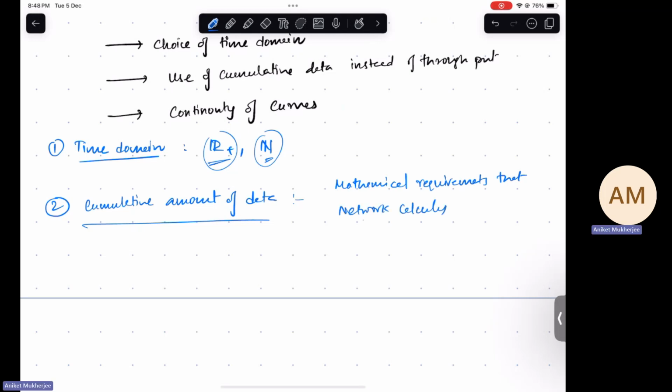So it is a requirement of the network calculus for us to work on the total amount of data sent by the flow from the time origin till the current time t. That is what is defined for us. That is what we know, or some upper bound or some property of that we know.